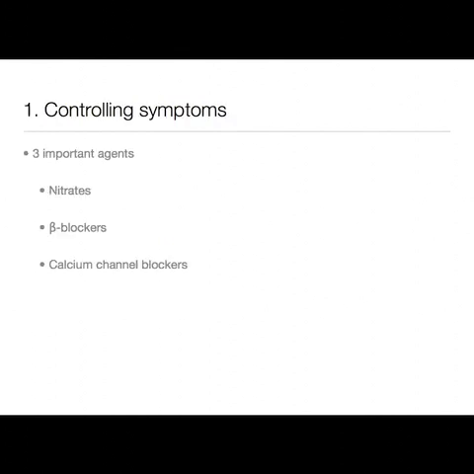There are 3 important drugs that are used to control the symptoms of angina. These are nitrates, beta blockers, and calcium channel blockers. These agents work by altering the demand-supply balance of the myocardium. Nitrates act as vasodilators, reducing preload. Beta blockers reduce the rate and force of cardiac contraction. And calcium channel blockers have actions both on the vasculature, resulting in vasodilatation, and on the heart, resulting in a decreased heart rate. The first-line agents, and those that will be most familiar to you, are nitrates.